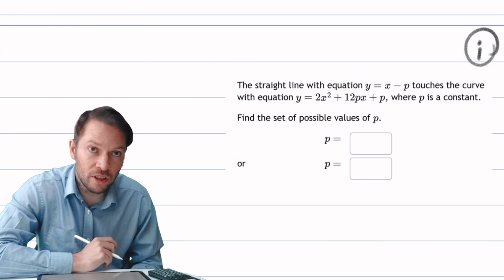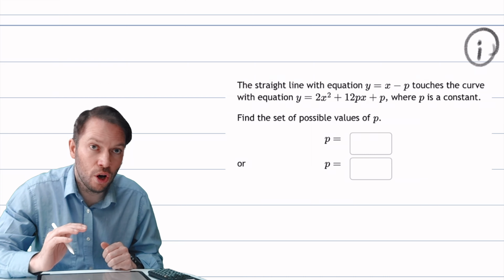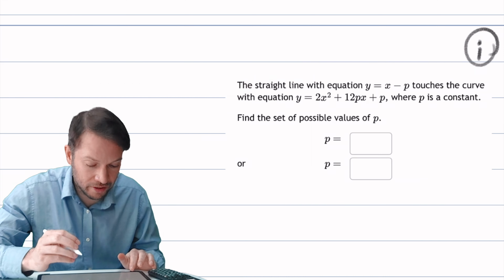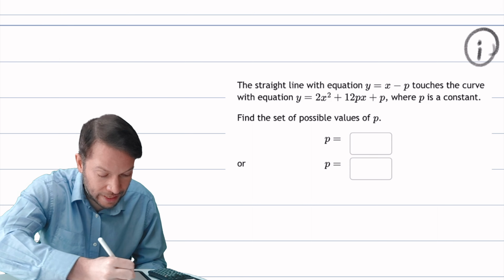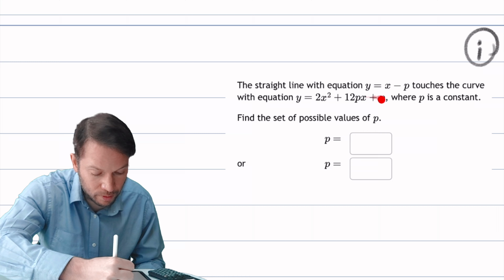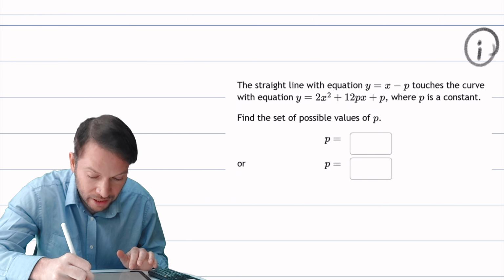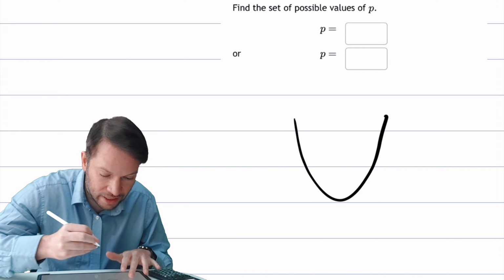Hi, in this video we're going to reason about the number of points of intersection of two graphs using the discriminant. So we've got a straight line with this equation and it touches the curve with equation y equals 2x squared plus 12px plus p. So we try and visualize what's going on. You've got some quadratic like this.